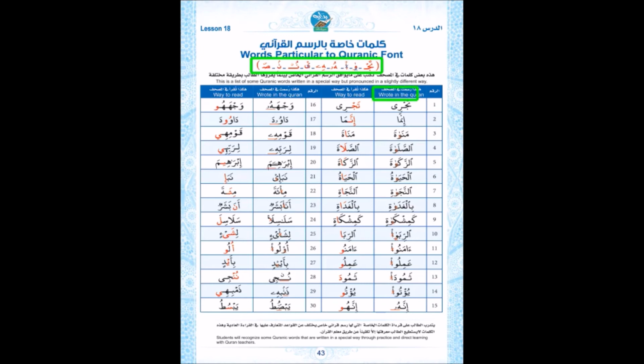The first one is how it's written, or marsum, in the Quran, and then the second is how to read it. We've collected the most common special cases in the Quran so the student can get used to them. And the way to teach this page is to first have the student take them into groups. For example, lines 1 and 2. These both include compound letters that are drawn on top of each other.